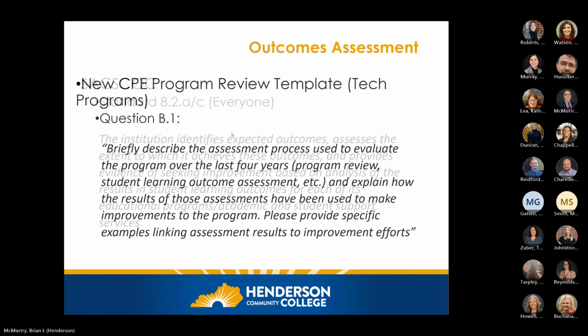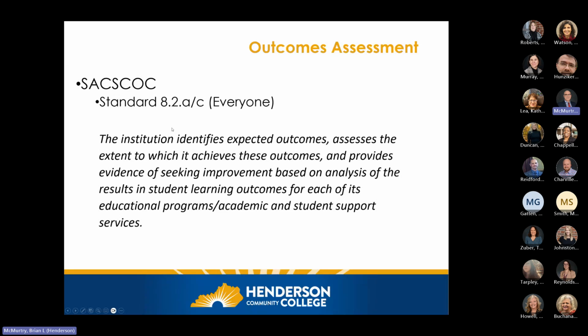And then, of course, we have SAC-COC. They have several standards such as 8.2.A, which has to do with academic programs, and C, which has to do with student support services, so everyone on this call. They require the institution to identify outcomes, assess the extent to which it achieves the outcomes, and provide evidence of seeking improvement based on analysis. So those are two different standards that we're responsible for.